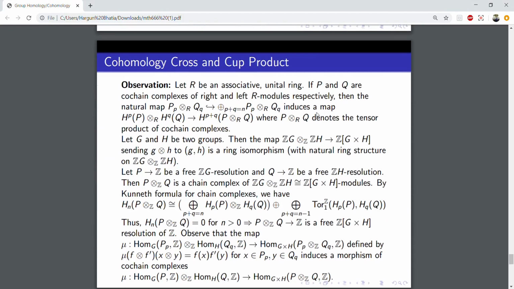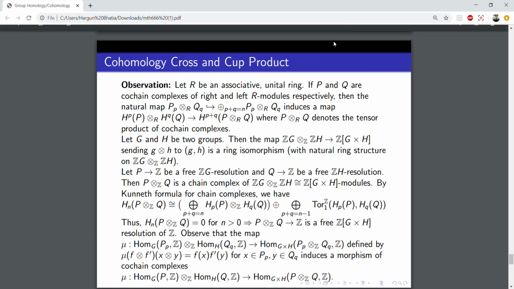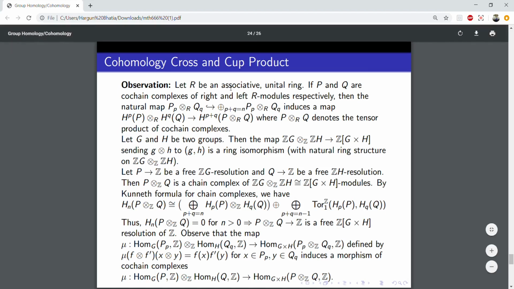Now, what is homology, cohomology, cross, and cup product? So the point is that there is a natural product on this cohomology which turns it into a ring. It's not a usual ring, but we'll see. So first, some general observation. Suppose R is any associative unital ring, and I have any two cochain complexes, right and left R modules, P and Q. There's a natural map from P tensor Q to the direct sum, the natural inclusion. This induces a map from the Pth homology of P tensor the Qth homology of Q to the (P plus Q)th homology of P tensor Q. And this is the tensor product of these cochain complexes. This is also a cochain complex.